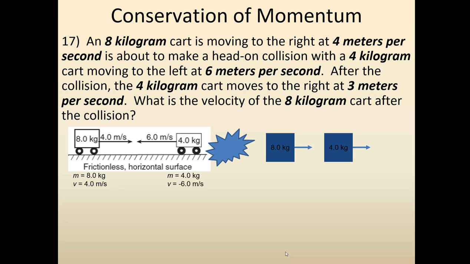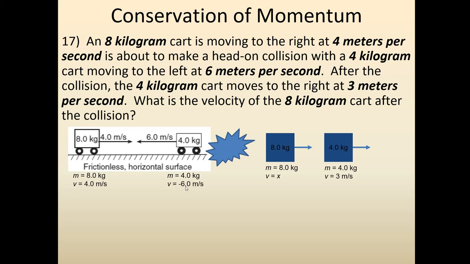Now here's where I have to be very careful. Like I said, we're drawing the arrows in their directions for a very specific reason, because direction matters. 4 to the right and 6 to the left needs to be shown in their values. So when I write the velocity, this should be negative 6 meters per second. Then we have 8 and x over here and 4 and 3 over there.